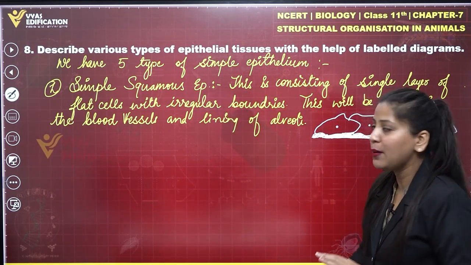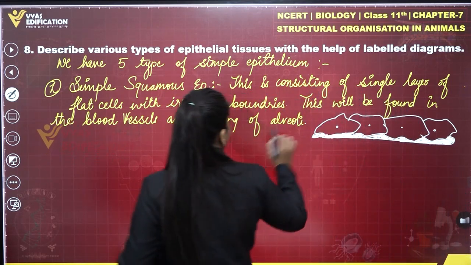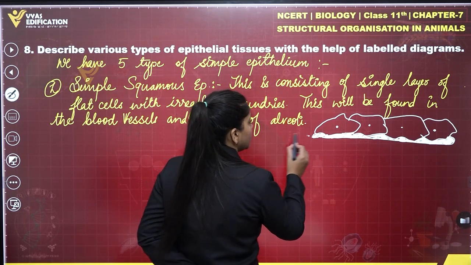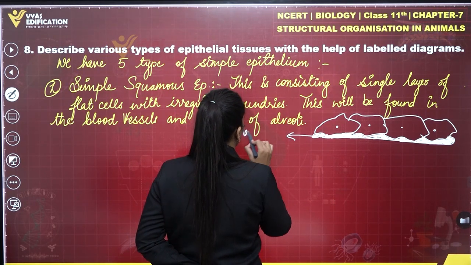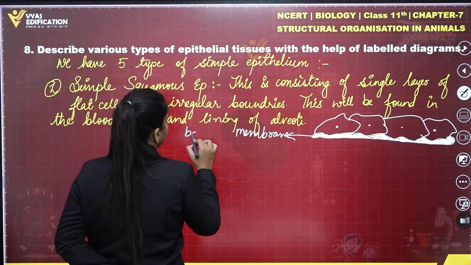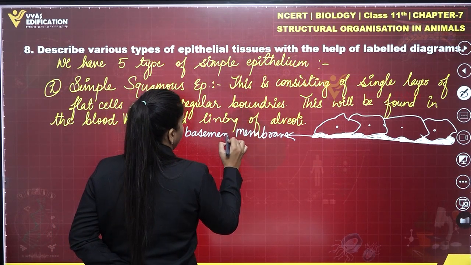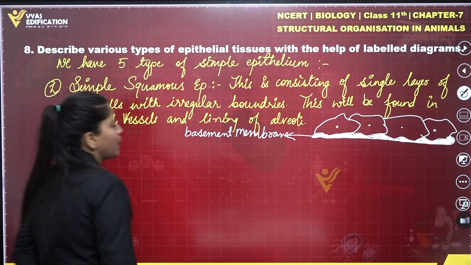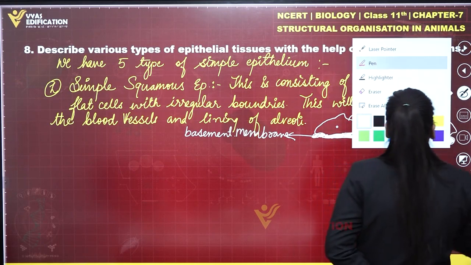So this is the diagram of simple squamous epithelium. These are the flat cells, and this is your basement membrane.